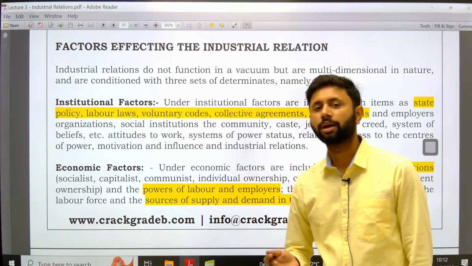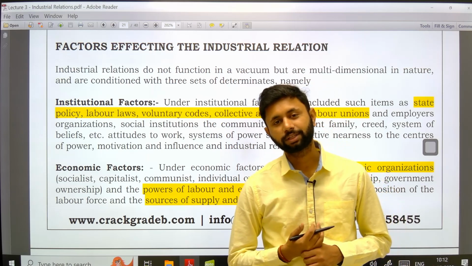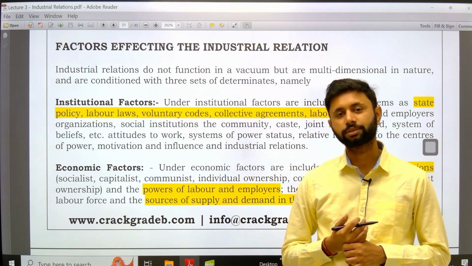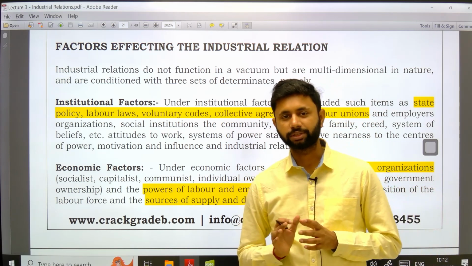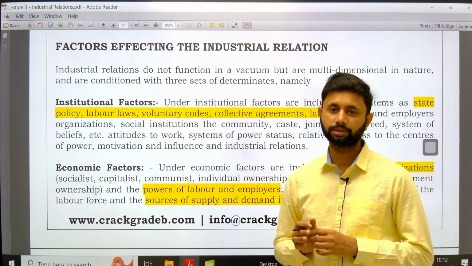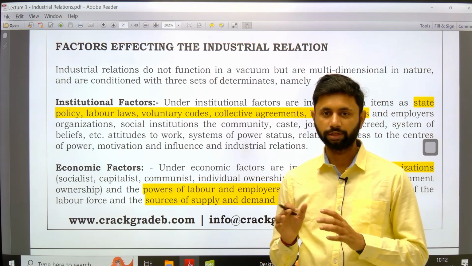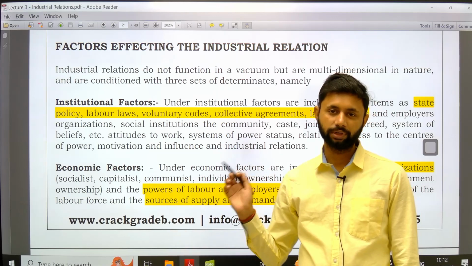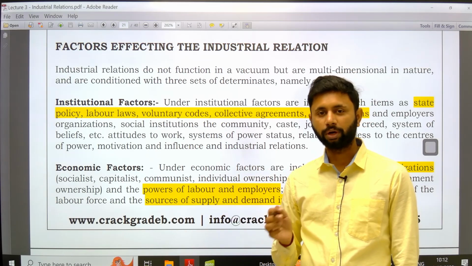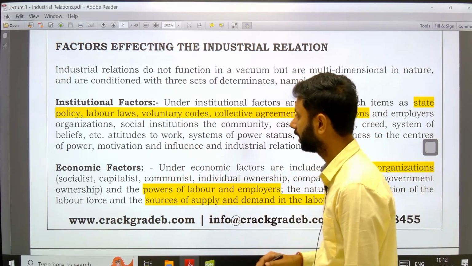Now, this is another major topic that we will discuss. What are the factors that can affect industrial relations? Keep that broad context in mind. Whatever we discuss, we should understand that industrial relations is an interrelationship. So whatever factors we discuss, you will be able to understand it more. Okay. So first is institutional factors.